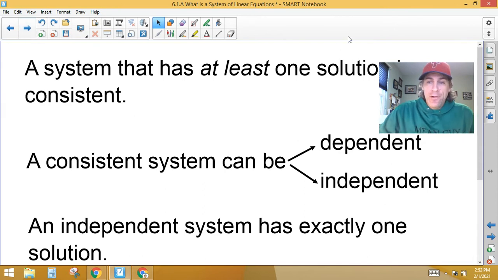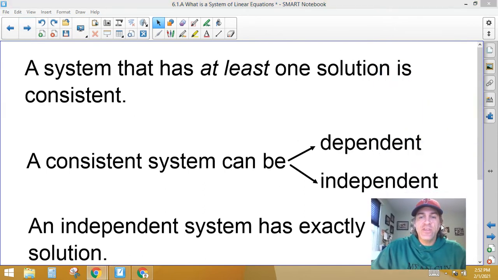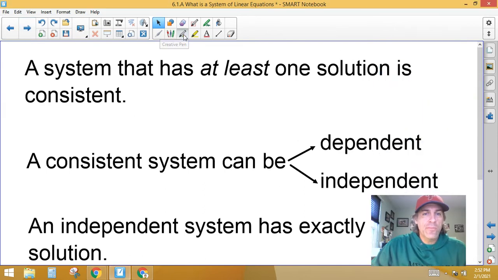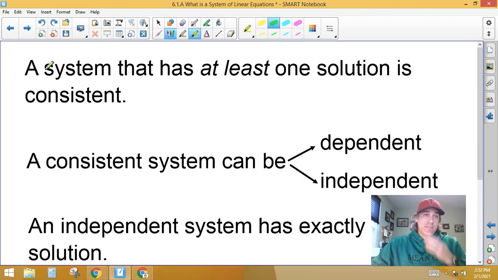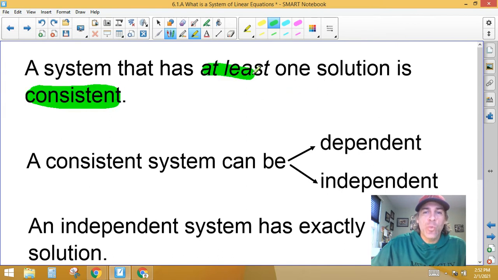All right, now we're going to get into some classifications. A system has a couple of different options for how many solutions it could have. If a system has at least one solution, it is called consistent.